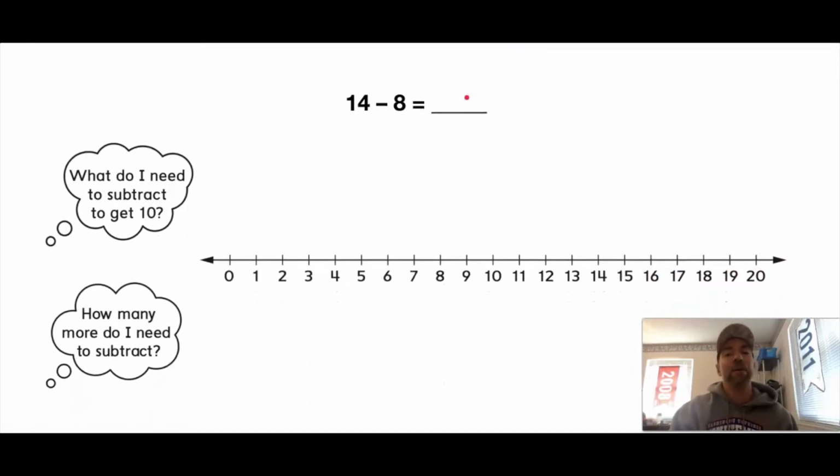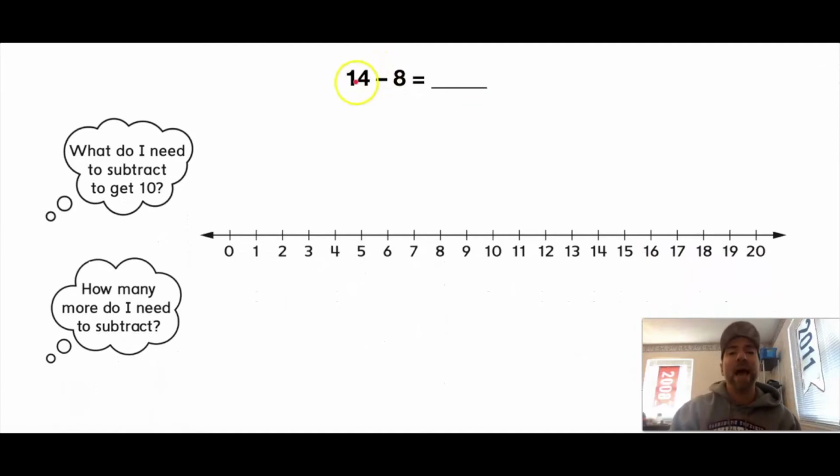Here comes another problem. This time we have 14 minus 8. A little bit different this time. So we know where we're going to start. We're going to start at 14. So let's put a dot at 14. Because this is the going back through 10 strategy, what do I need to subtract to land on 10? So I'm going to make one big hop to land on the number 10. How far away is 14 from 10?